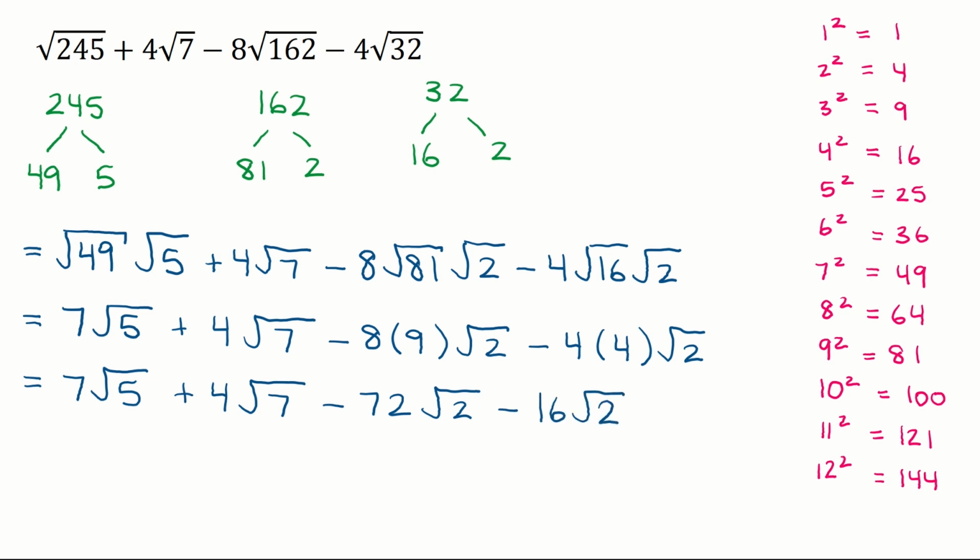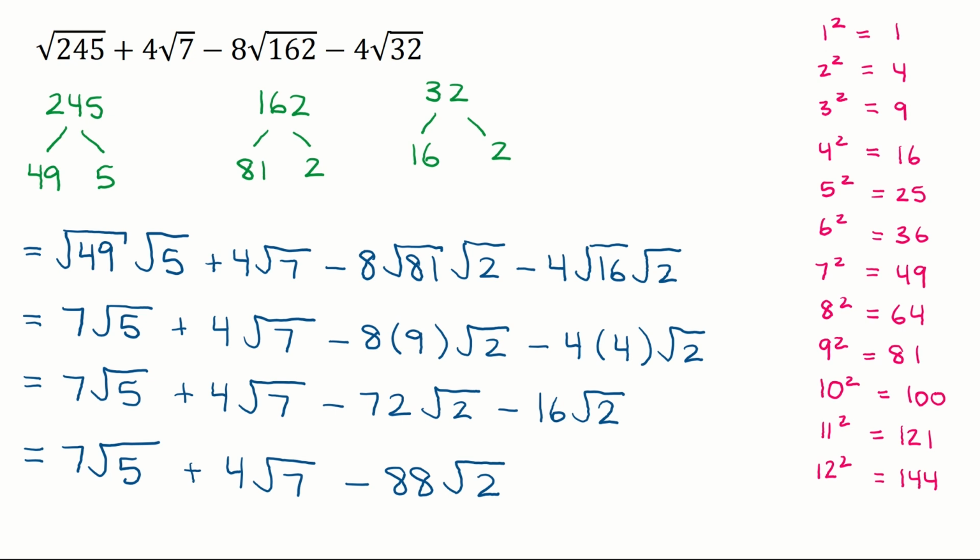When we add those together, we have negative 72 minus 16. What that will work out to is negative 88 root 2. And that is that question fully simplified.